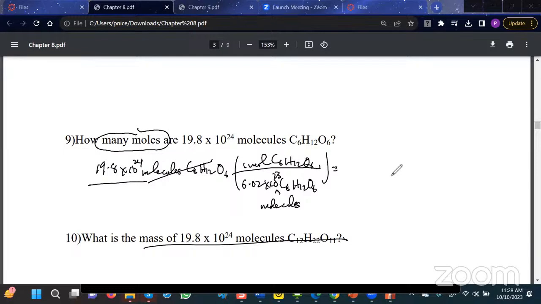Okay, even if it has the 10 to the whatever power? Well, let me do this. If I were to do 19.8 times 10 to the 24 divided by 6.02 times 10 to the 23, the answer I got is 32.9 moles of C6H12O6. That's the answer I got. So would I be able to fix that and then just resubmit? Yeah, no problem.